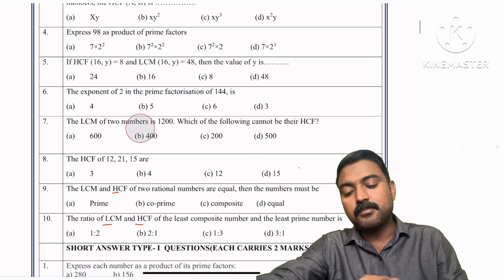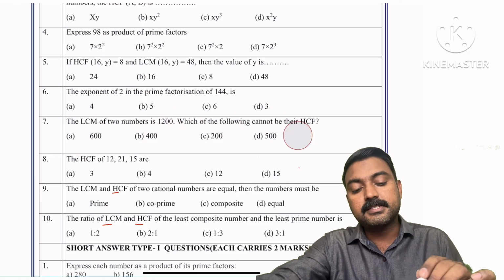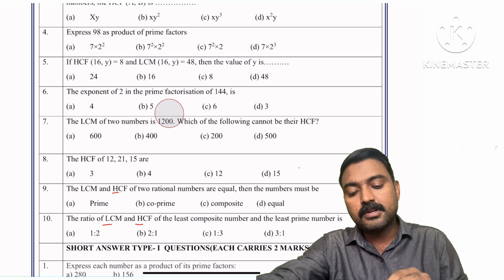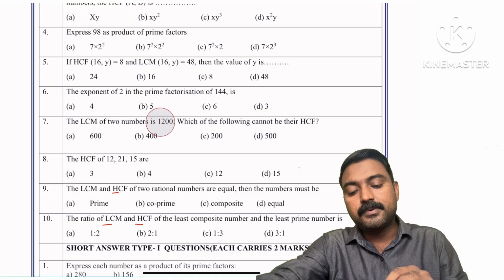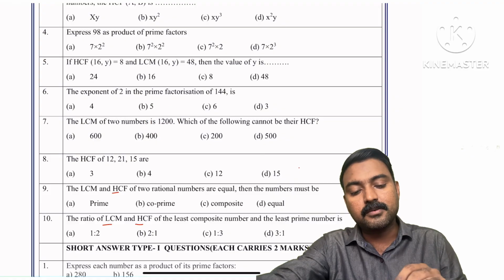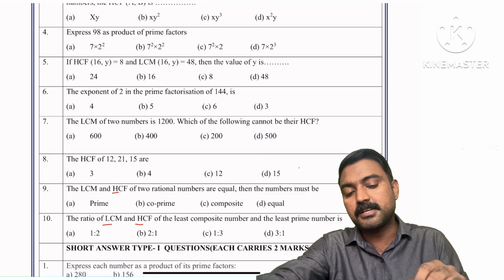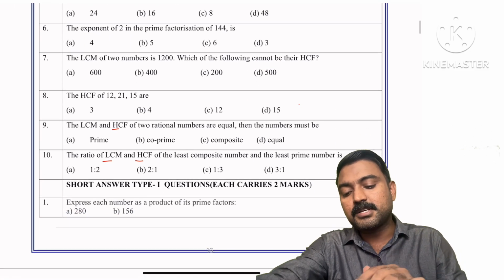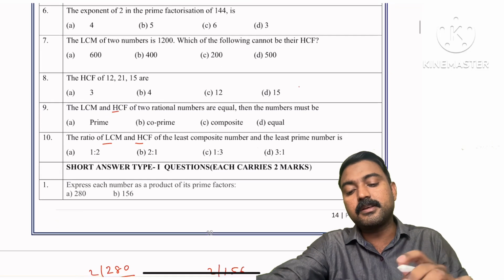Similarly, the LCM of two numbers is given as 1200; which cannot be the HCF? What are the factors of 1200 that can be an HCF? If it is not a factor of 1200, here you can see that 500 is not a factor. So this will not be an HCF. Similarly, HCF of 12, 21, 15. We can go for the prime factorization, and we get the answer.